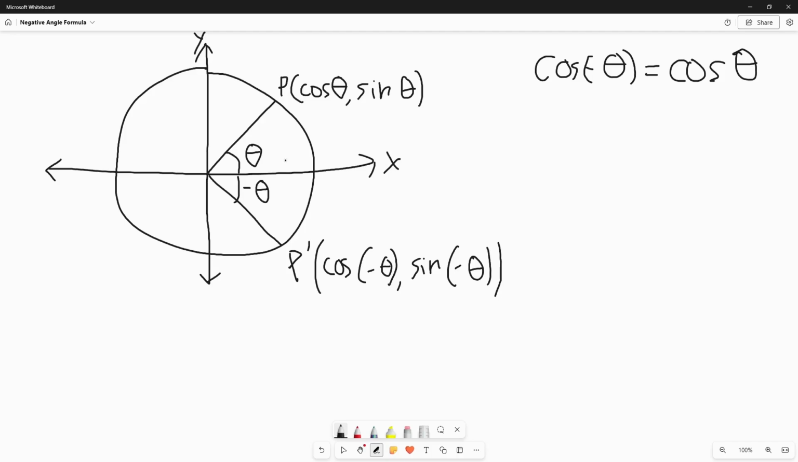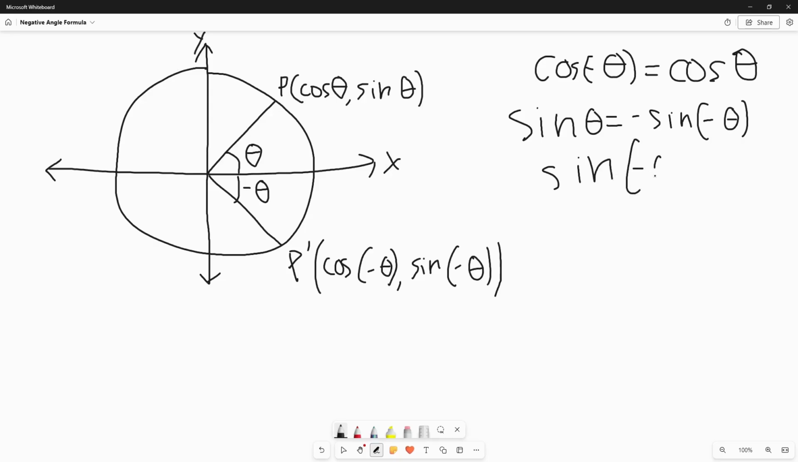On the other hand, the y values of both the points are going to be opposite. What I mean by that is the y value of this reflected point is going to be the negative of the first point. So therefore, sine theta is going to be equal to negative sine of negative theta. And this also means that sine of negative theta is equal to negative sine theta.